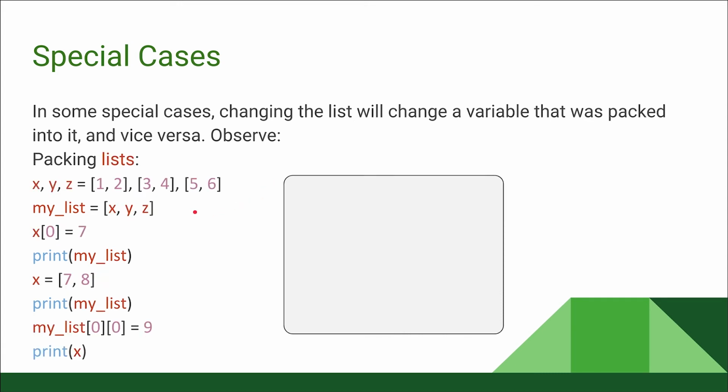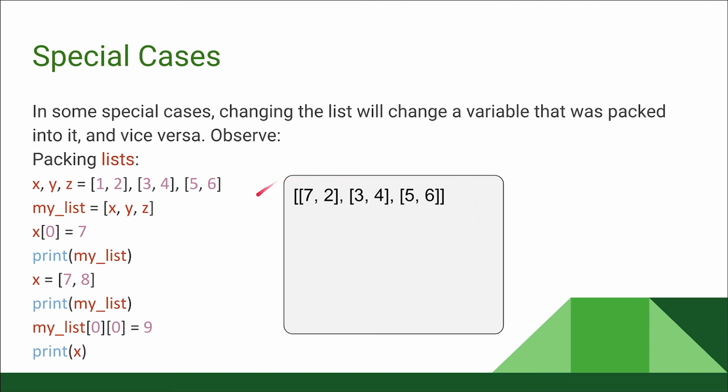And lastly, let's look at packing lists into a list. So if my x, y, and z are the lists 1, 2, 3, and 4, and 5, 6, and I pack those 3 lists into my list, then I have a list of lists. I have a 2-dimensional list here. If I change x at index 0 to equal 7, that will change the contents of my list. So when I've packed a list into another list, changing the variable that was packed in will change the overall list.